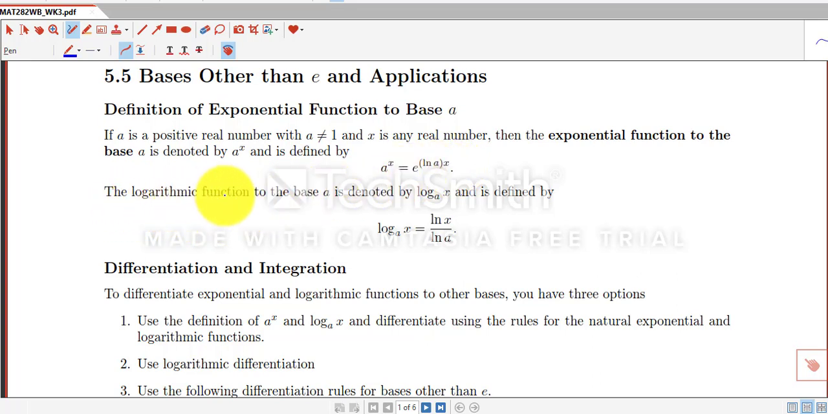The logarithmic function to the base a is denoted by log base a of x, and is defined by log base a of x equals ln of x divided by ln of a.